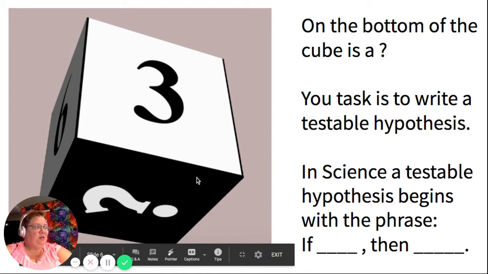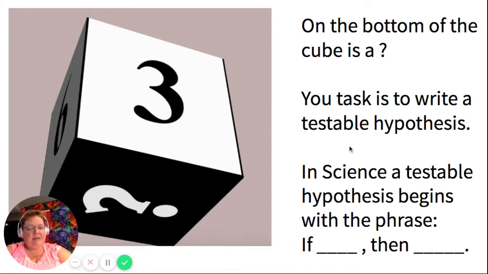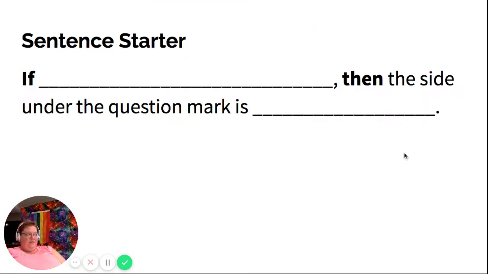At the bottom of the cube is a question mark, and your task is to write a testable hypothesis. A testable hypothesis begins with the phrase, if something, comma, then something else. So in this particular situation, we might be able to say, if opposite sides of the cube add to 7, then the side underneath the question mark must be, and it's going to be some number, right?